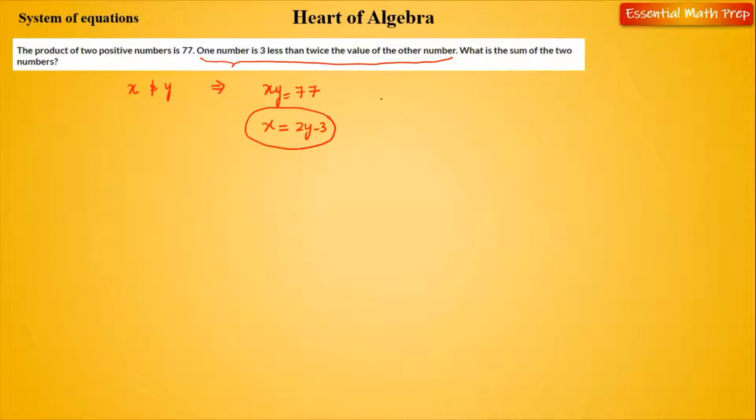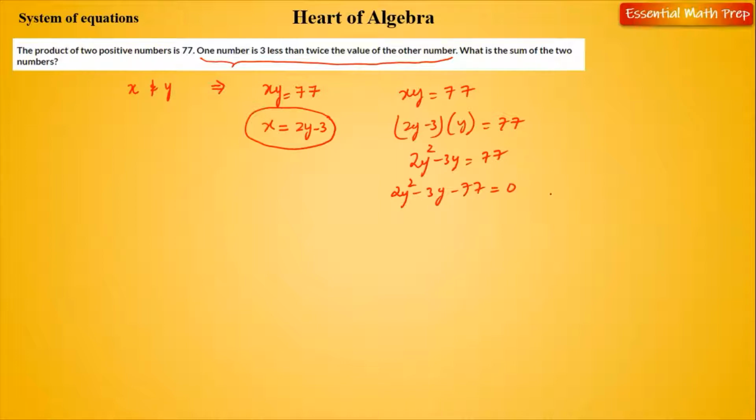Now, what is the sum of the two terms? We know XY equals 77, right? So we can substitute either X or Y in terms of the other into this expression. We know X equals 2Y minus 3, so you can substitute for X in XY and continue with the problem. That's essentially 2Y squared minus 3Y equals 77, so 2Y squared minus 3Y minus 77 equals 0.